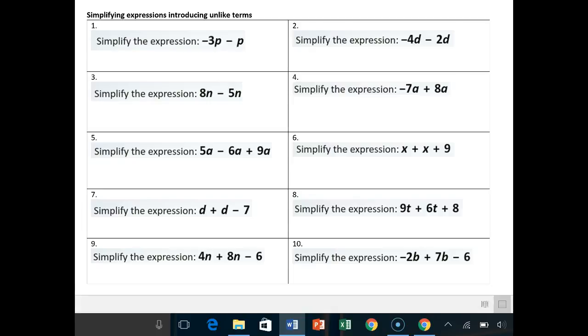Hi guys, so this is part 2 of notes 4.4 and the second level of BuzzMath, simplifying expressions, introducing unlike terms. So this is very straightforward. It's just basically combining like terms by adding when we see them.